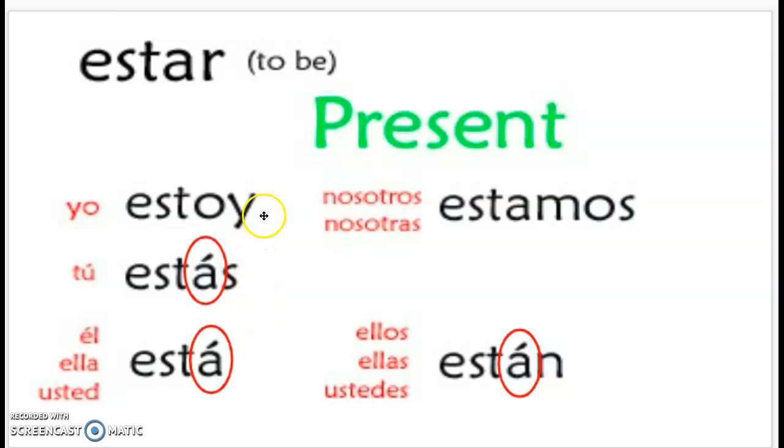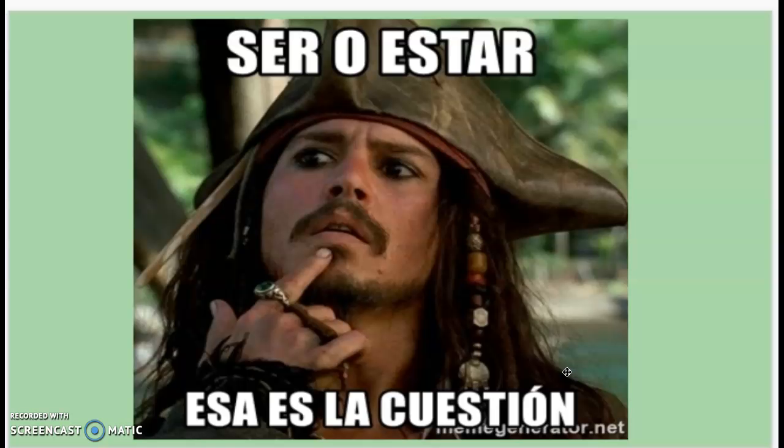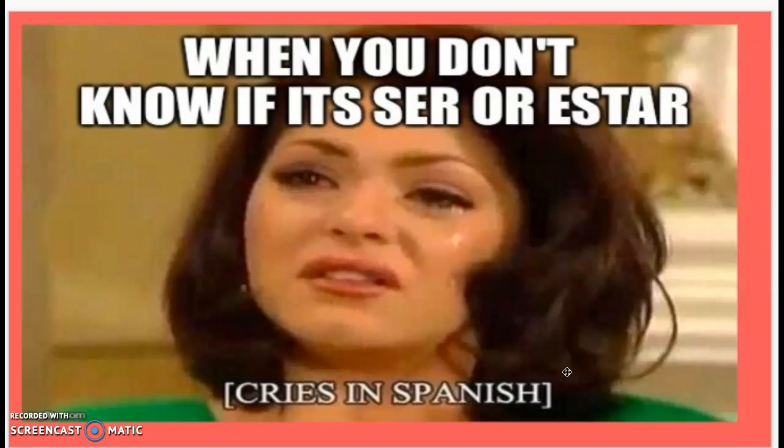So the trick, though, is this means I am, you are, he or she is, we are, they are. What? So there's 2 verbs that mean the same thing. So how do I know which one I'm supposed to be using? Which one is the right one to use? So I'm going to teach you some rules that will help you out. I'm going to fast forward here.